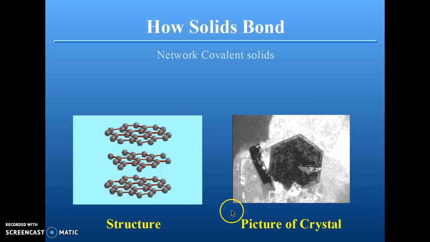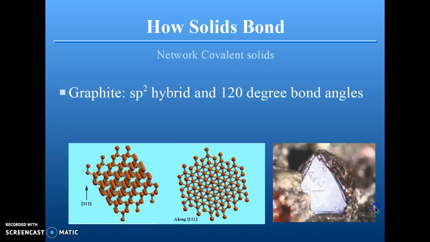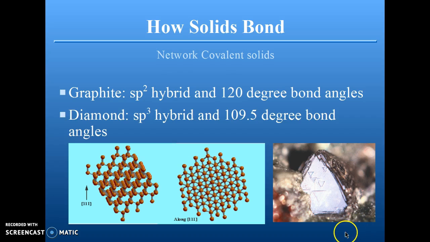Here's an example of the graphite and the 120-degree bond angles we would expect. There's another picture, and here's the diamond. As you can see, the diamond is a three-dimensional network solid with 109.5 degree bond angles we would expect with sp3 hybridization.